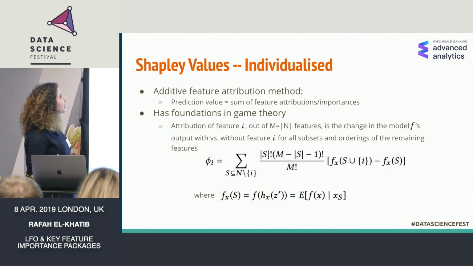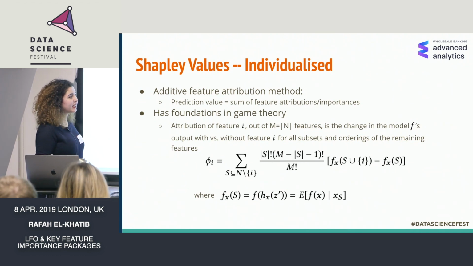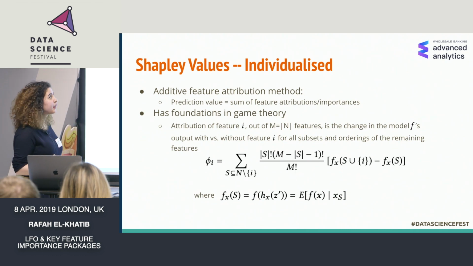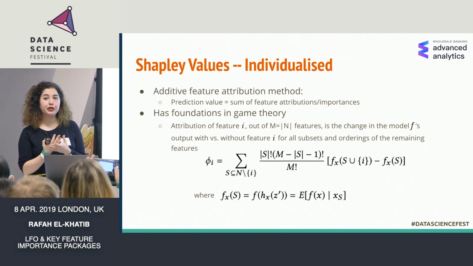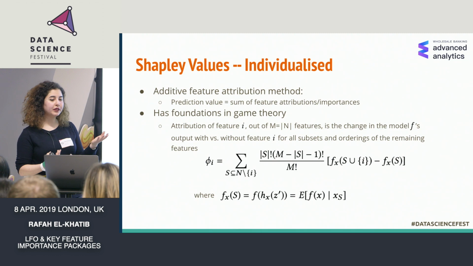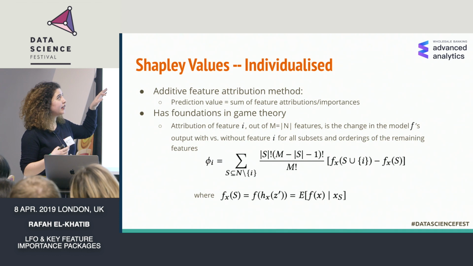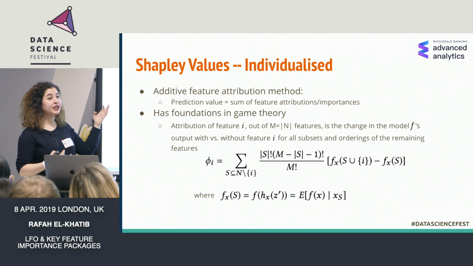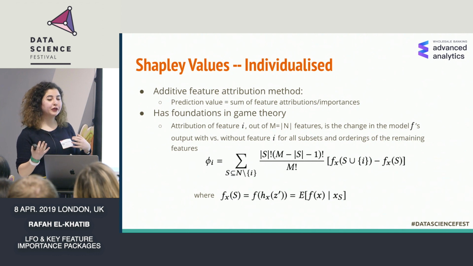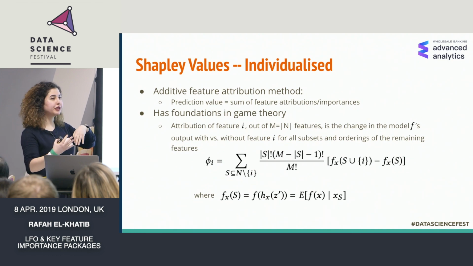But just before finishing, I'm going to talk about another individualized importance metric that's quite popular these days and is very cool, called Shapley values. Shapley values is called an additive feature attribution method, which means that the prediction value is equal to the sum of the feature importances. As opposed to what we were doing, where we were always looking at the change in the performance of the model, this one looks at the change in the value of the prediction. Every feature attribution, if you sum that, you get the actual prediction value.